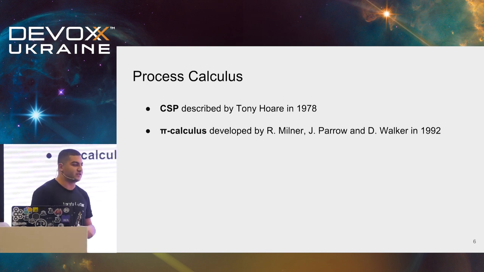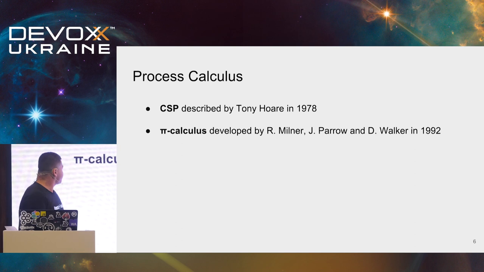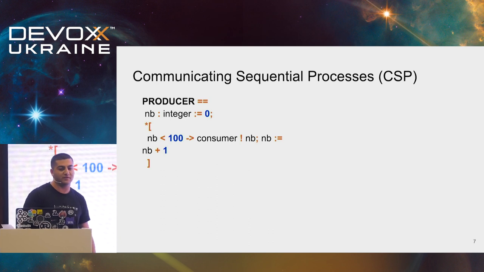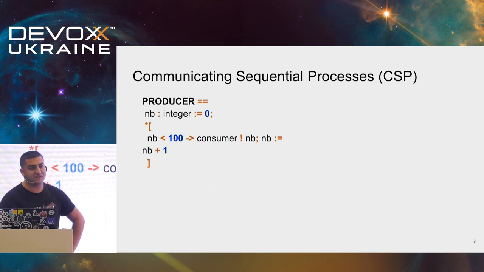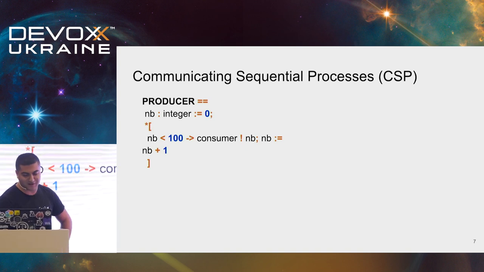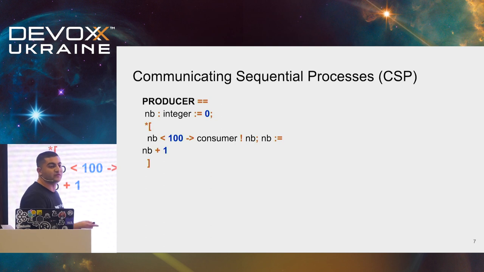So we invented process calculus. Hoare did this with CSP, and we have the pi calculus for distributed systems. Let's just take a look. The CSP model, Communicating Sequential Processes, you can find in Go. Rob Pike used this for the channel system, if you have some Go developers in the room.